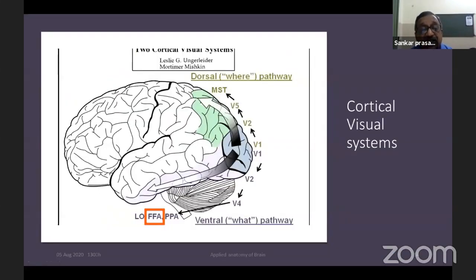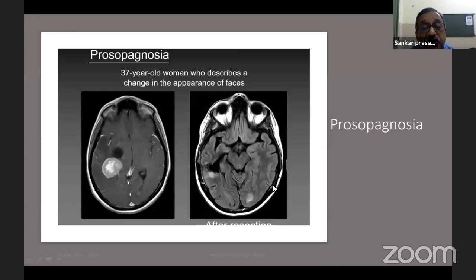So that brings us to the cortical visual systems. The dorsal where pathway and the ventral what pathway are seen here. And here the facial processing takes place, and defects in this area will give rise to prosopagnosia. You see the tumor: a 37-year-old woman who describes a change in the appearance of faces, and it causes prosopagnosia.